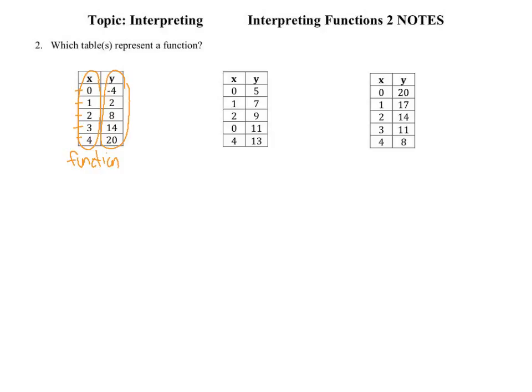Take a look at this next one. I notice right away that I have 2 zeros in the x column, and this is also known as my input column. What it's telling me is if I input 0 here, I get 5 as an answer. But if I also input 0 down here, I get 11 as an answer. For this to be a function, I should only be able to get one specific answer, but here, I get 2. So this one is not a function.